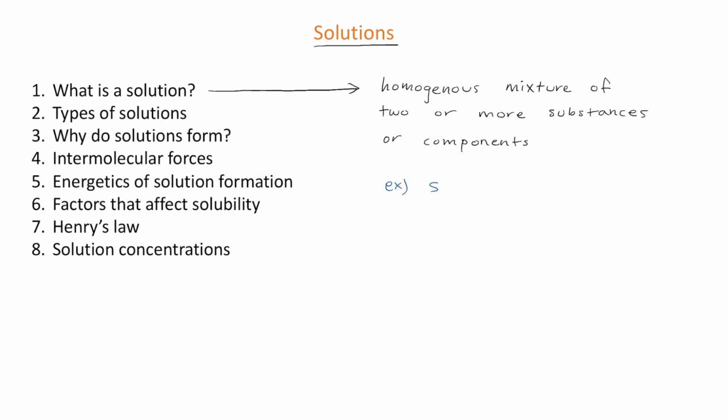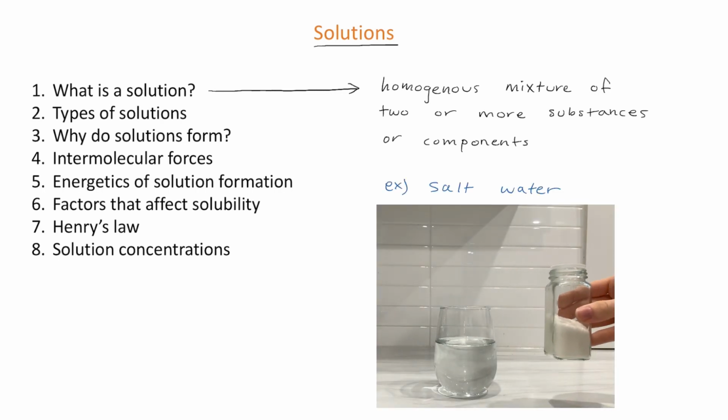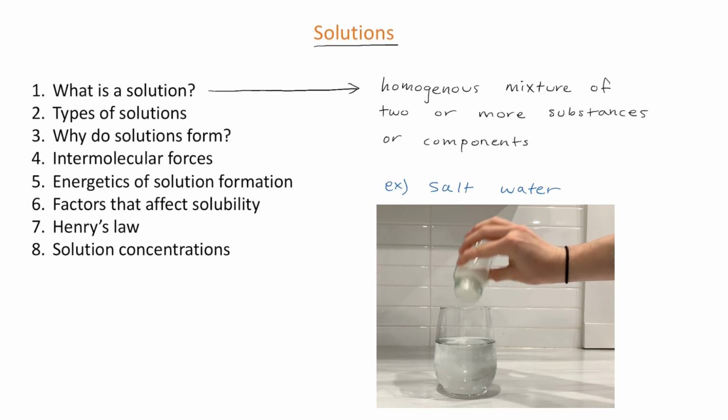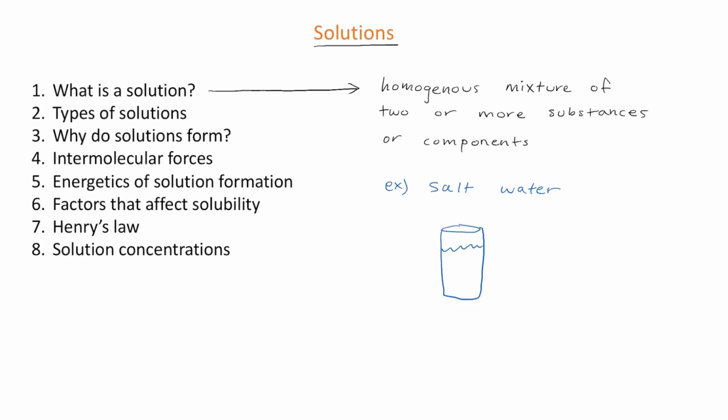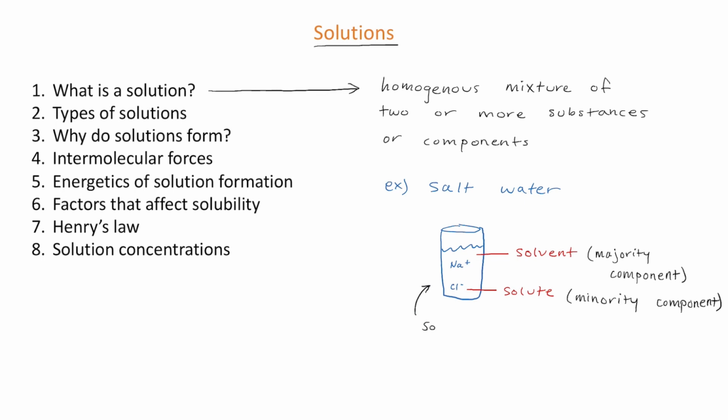A great example of a solution is salt water. You can make a solution of salt water by taking a glass of water and adding some table salt. And what you're making is a solution of sodium ions and chlorine ions dissolved in water. And for this saltwater solution, the water is called the solvent, and the dissolved ions would be called the solute. When you're making a solution, the solvent is the majority component, whereas the solute is the minority component. So when you're making a solution, what you're doing is you're dissolving the solutes in the solvent.